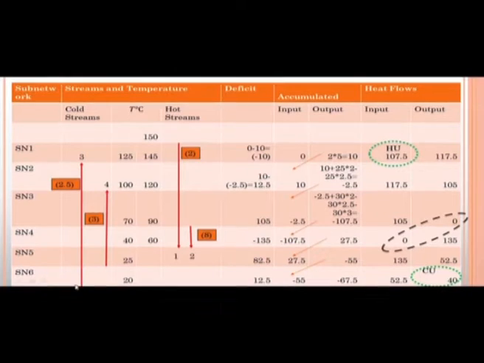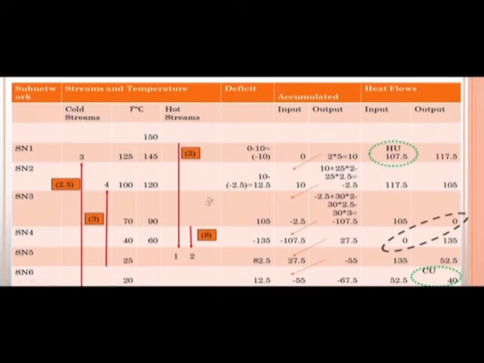Like you see that one cold stream starts at 20 degrees Celsius and goes up to 125 degrees Celsius. Another cold stream starts at 25 degrees Celsius and goes up to 100 degrees Celsius. Similarly, here 150 degrees Celsius and 60 degrees Celsius, then another hot stream is from 90 degrees to 60 degrees Celsius. So, then what we do, we are synthesizing the network. We try to identify small networks which are called subnetworks or HEN: subnetwork 1, subnetwork 2, subnetwork 3, like this.